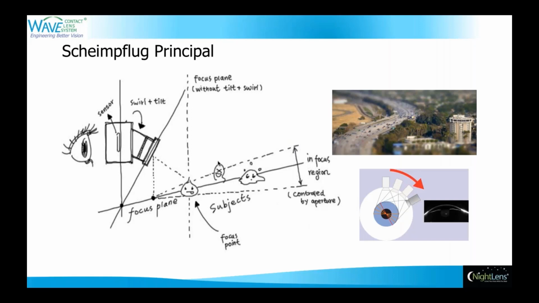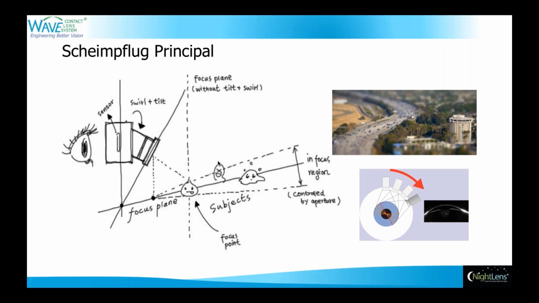So the Scheimpflug principle answers why the placido disc topographies are not accurate. What you're seeing in the middle picture, of course, is a highway that's nice and clear. And if the focus plane of the camera is not perpendicular to the image that you're photographing, then things are going to be out of focus. And that's what we get with placido disc, right? So the center of the cornea, where we're starting with the data, is going to be the most accurate, and the peripheral data is like the top and bottom of the highway photo right there.